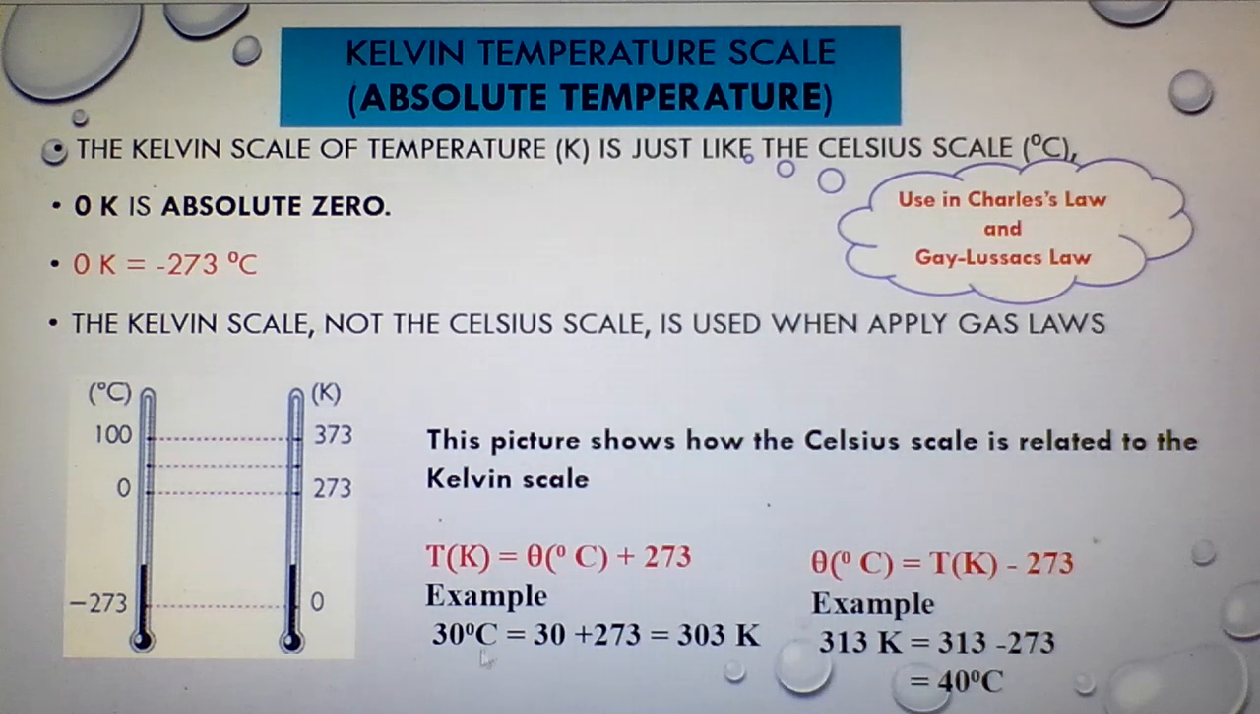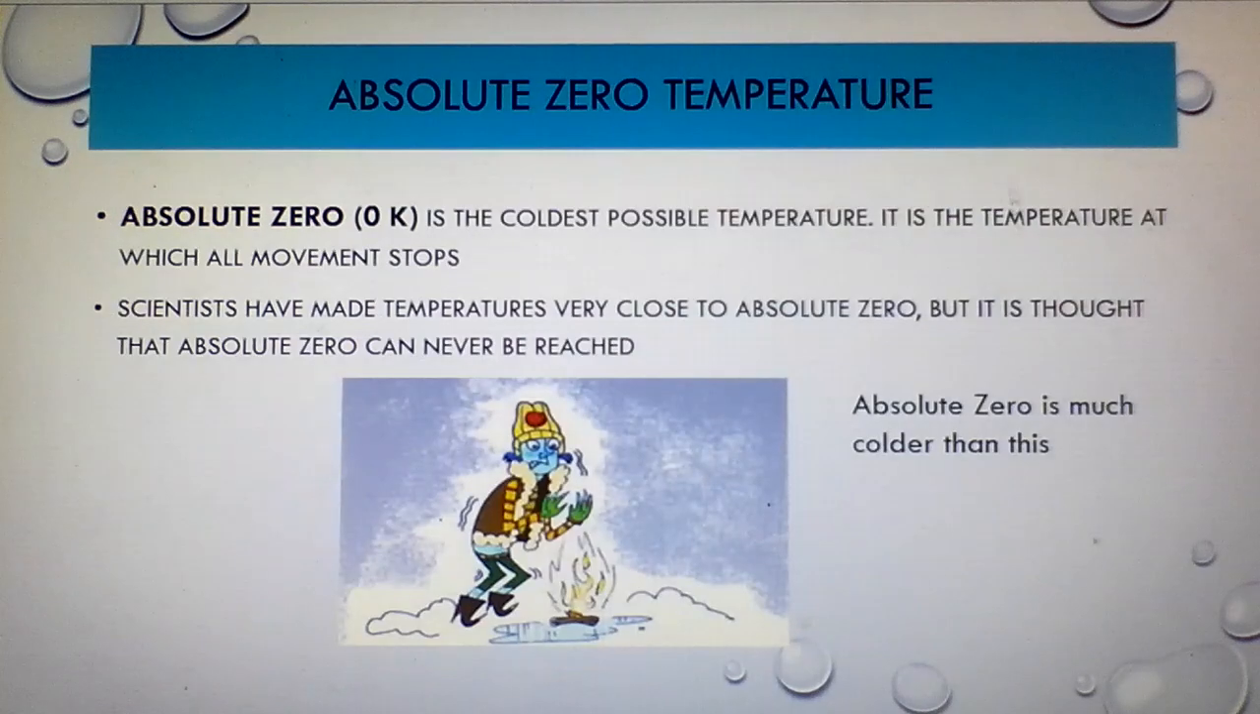Look at the example here. Let's say you want to convert 30 degrees Celsius to Kelvin. You just take 30 plus 273, which is 303 Kelvin. Or if you want to convert 313 Kelvin to degrees Celsius, you take 313 minus 273, so you get 40 degrees Celsius.